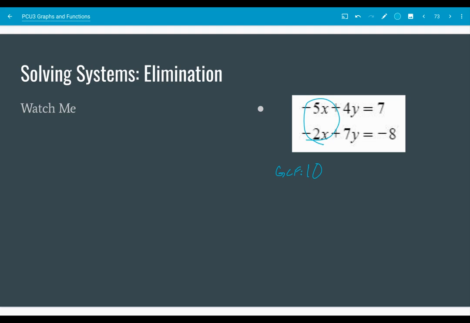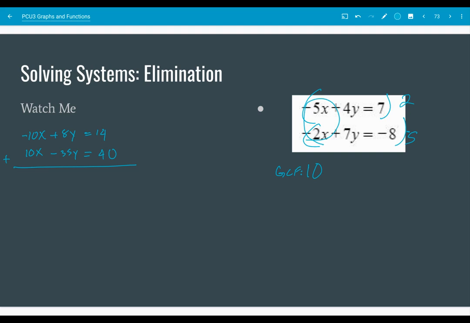So let's write down the first equation to get to 10. So I'm going to multiply everything through by 2. So I have -10x plus 8y equals 14. Remember, everything gets multiplied by 2. And then this one is 5. And remember, I want to be able to add and have things cancel out. So I'm actually going to multiply through by -5. So I'm going to say positive 10x minus 35y equals 40.